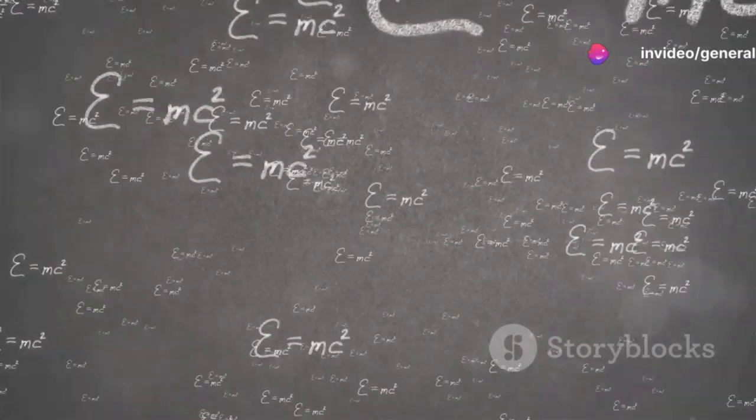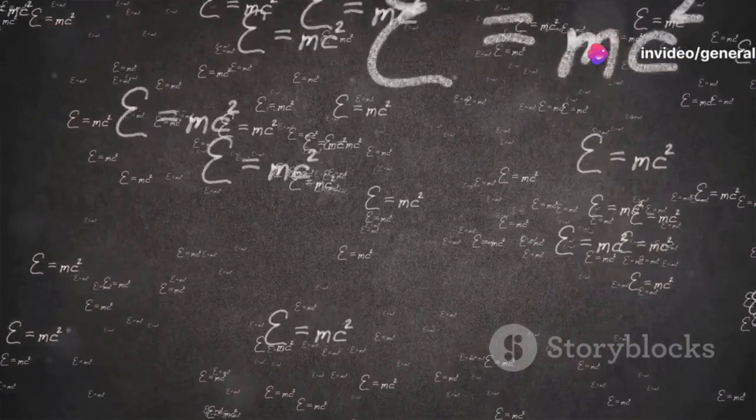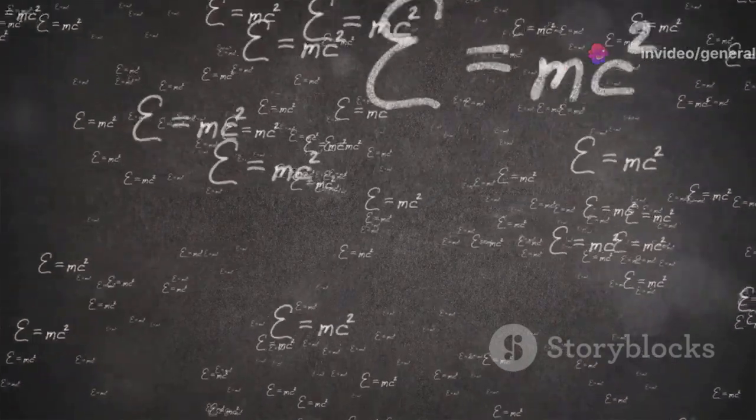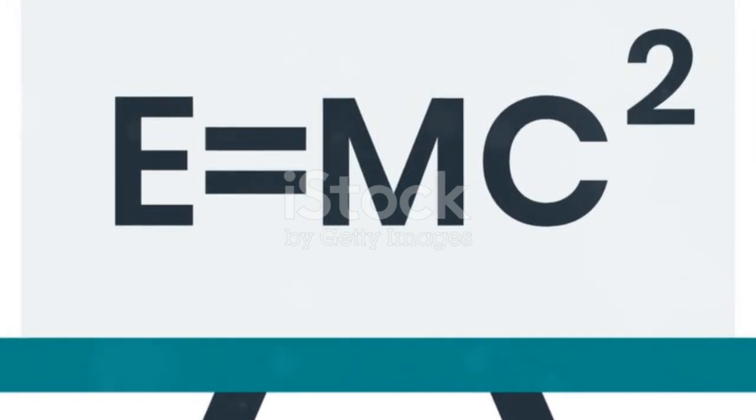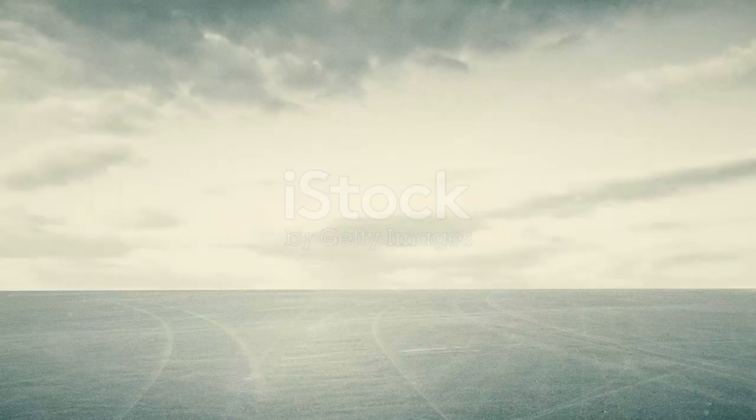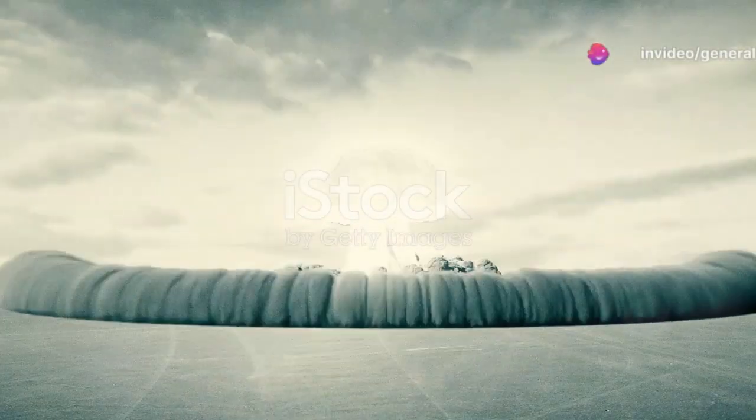Hey folks, today I'm diving into one of the most iconic equations in the world of physics, E=mc². You've probably seen it on everything from t-shirts to coffee mugs. But do you know how this equation changed the course of history by leading to the development of atomic bombs?